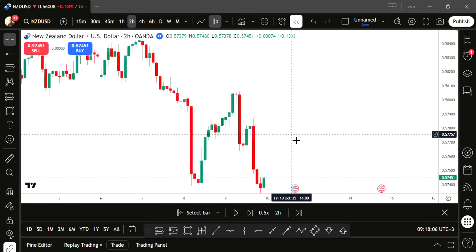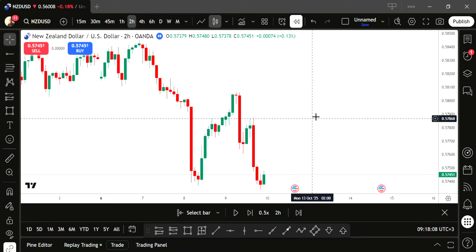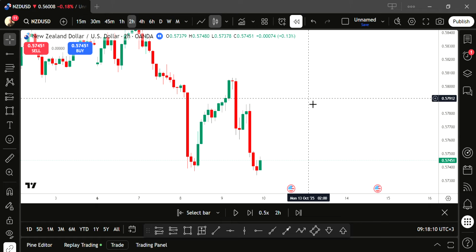So this is NZD USD, and this is a trade that I caught sometime back. I just thought that I should analyze it for you because it fits my strategy very well. So this is NZD USD and this is the 2-hour time frame. What is the first thing you want to do?